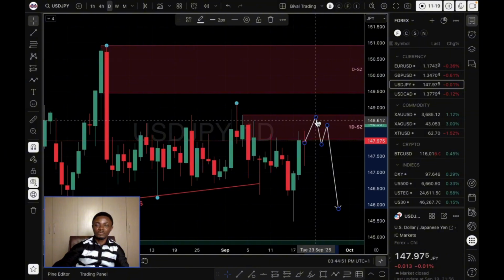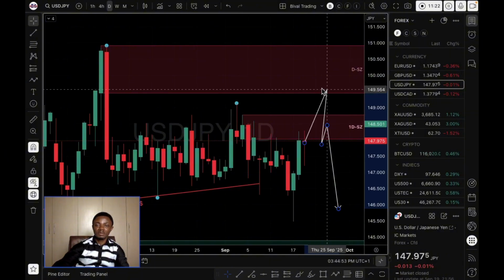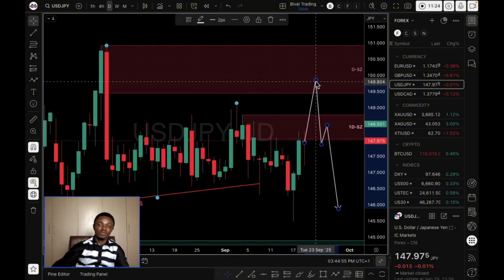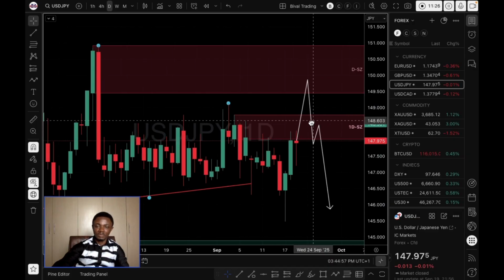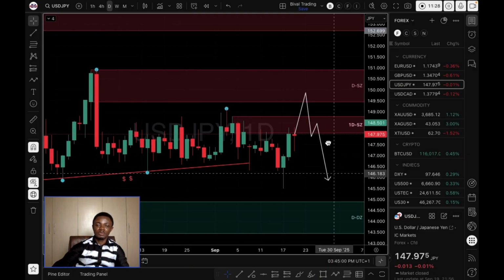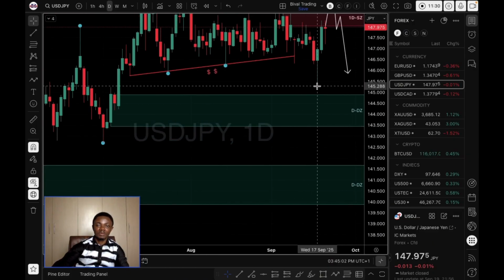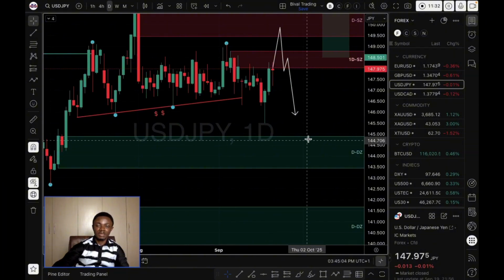Now, if that zone should fail, then we'll have this supply up here where we can comfortably short from. Okay, and also have this demand zone down here. Yeah, if you should take that trade, you can begin to target this demand zone. All right.